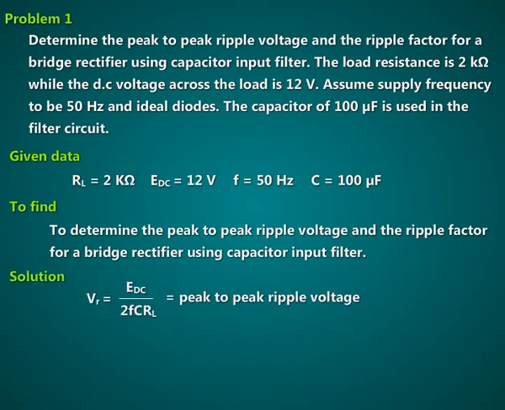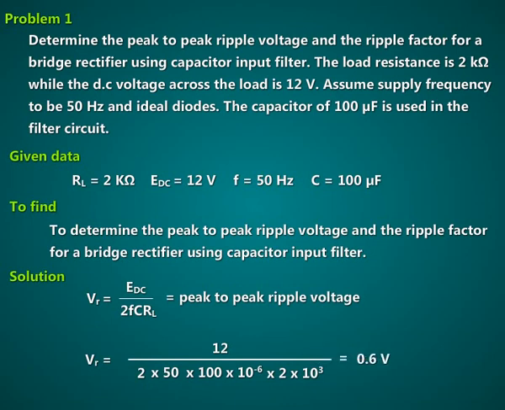Solution. VR is equal to EDC by 2 F C RL, which is the peak-to-peak ripple voltage. That is, VR is equal to 12 by 2 into 50 into 100 into 10 to the power of minus 6 into 2 into 10 to the power of 3, which is equal to 0.6 volts.